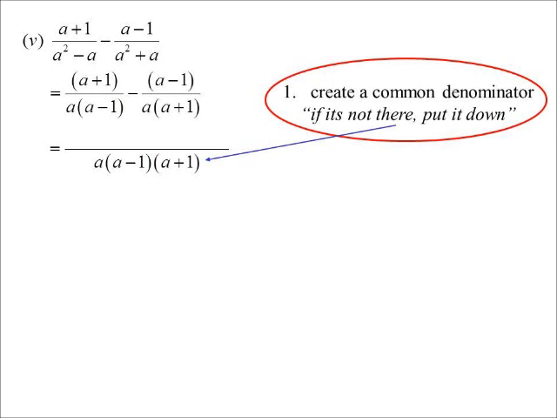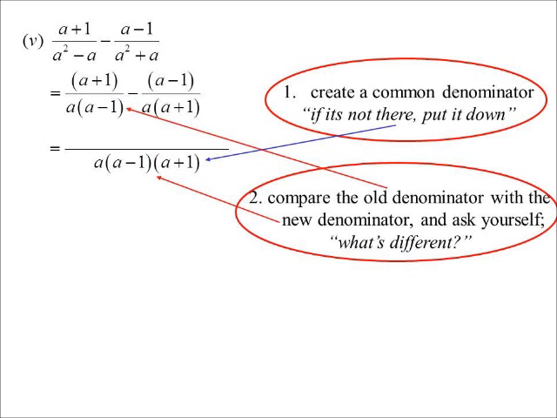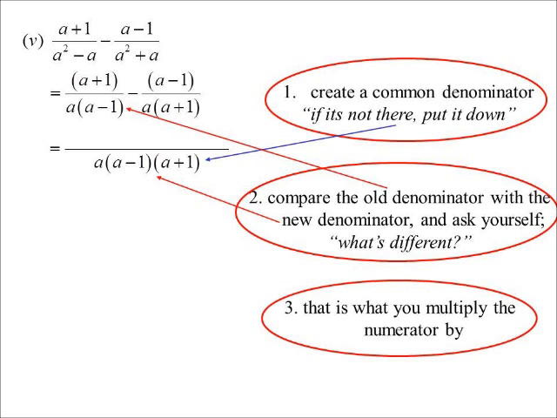Okay? So I just say, it's not there, put it down. And when you're talking about powers, of course, you need to have the highest power there. So if I had A and A squared, then I would need A squared on the bottom. So then to work out the top, I say, what's different? So I look at the denominator, I say, well, what's different? Well, the difference is I've got this a plus 1. So that's what I multiply the top by. So not there, put it down, compare what's different, and then that's what I'm going to put on the top there. So a plus 1 squared.